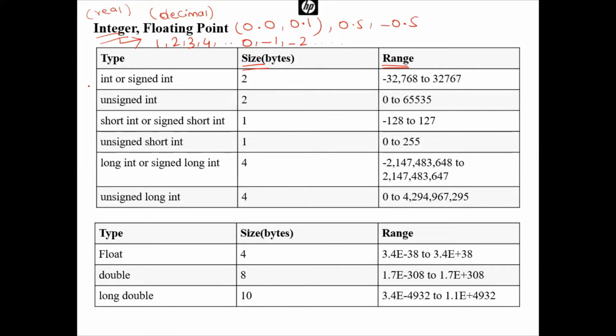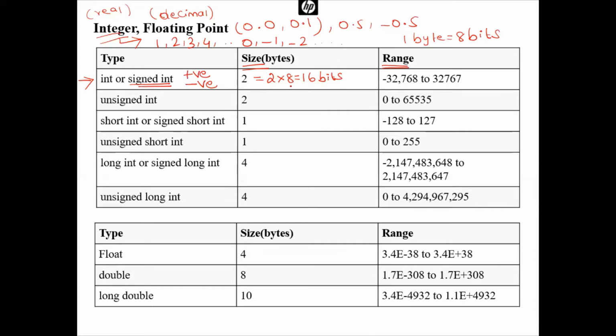The first one is integer. Even if you are not specifying anything before the integer, it will be treated as a signed integer. Signed integer means it supports positive numbers as well as negative numbers. That's why here the size is 2 bytes. All of you know that 1 byte is equal to 8 bits. So 2 bytes, 2 into 8, is equal to 16 bits.